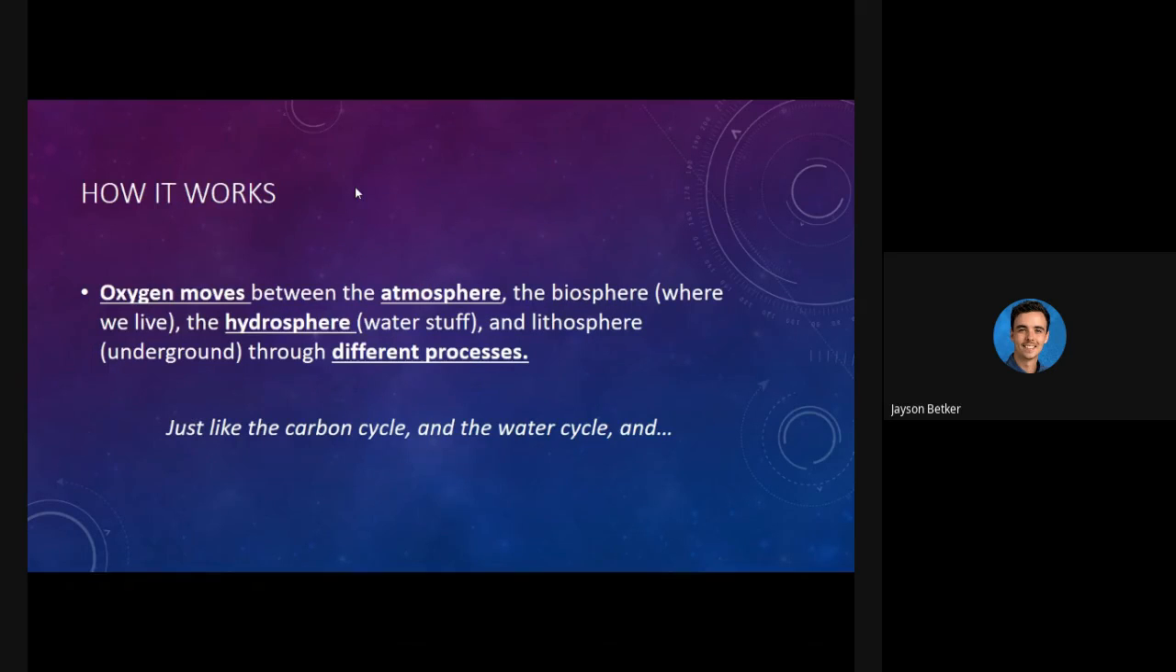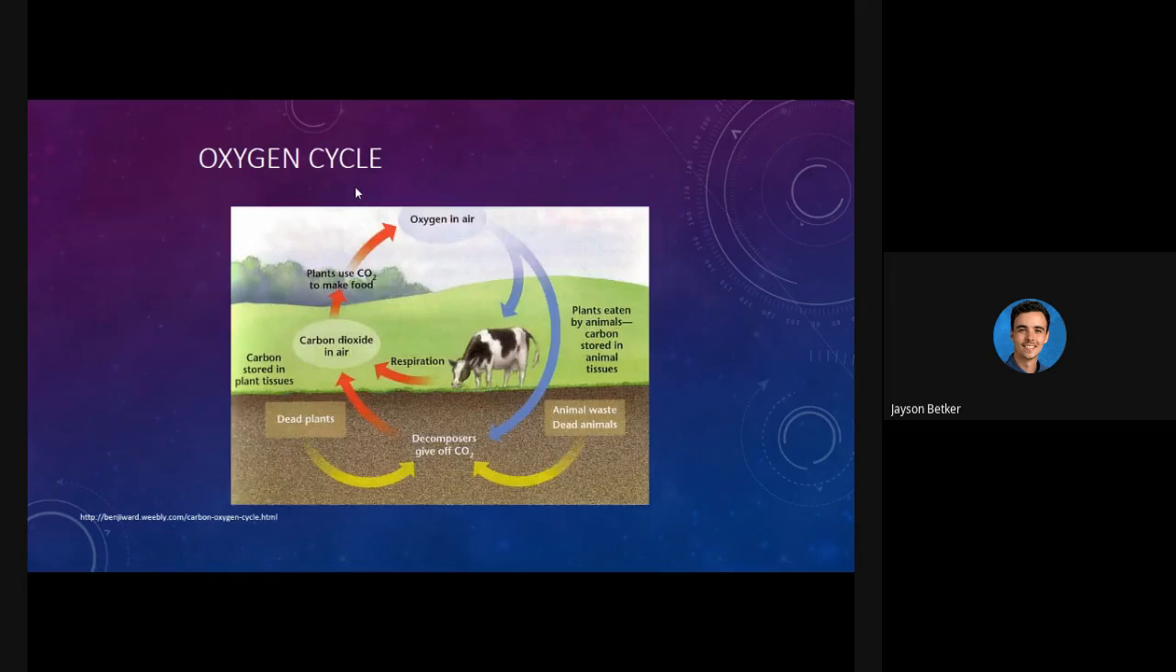How does it work? Oxygen moves between the atmosphere, the biosphere, which is where we live, like where there's land and soil, and then there's the hydrosphere, which is all the water stuff. And then it also moves down into the lithosphere, that's underground. All of these are different processes. Basically, think carbon cycle, but basically it moves in the opposite direction.